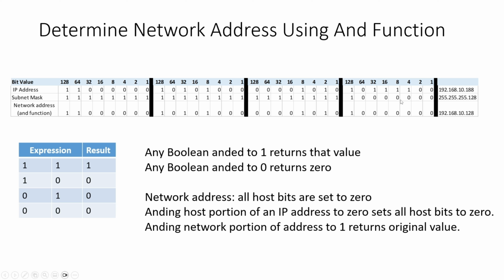Anytime I AND to a 0, I'm going to set everything to 0. So all of these host bits, 0, 1, 1, 1, 1, 0, 0, doesn't matter. We're setting all the host bits to 0 without changing any of the bits in the network address. The network address is unchanged.